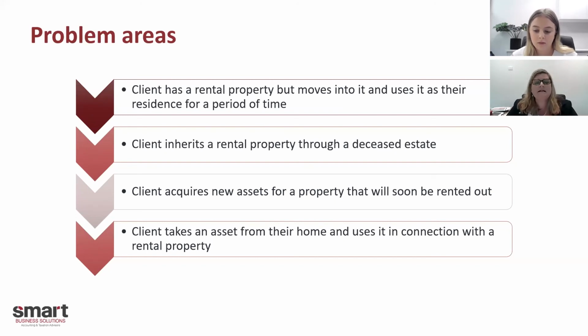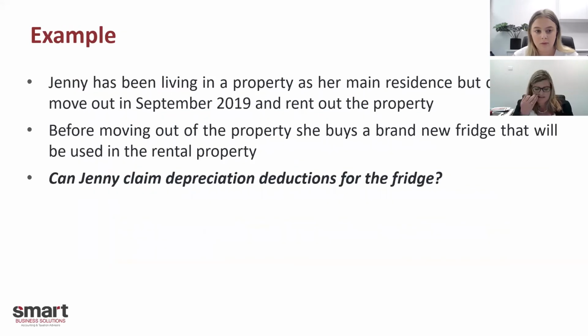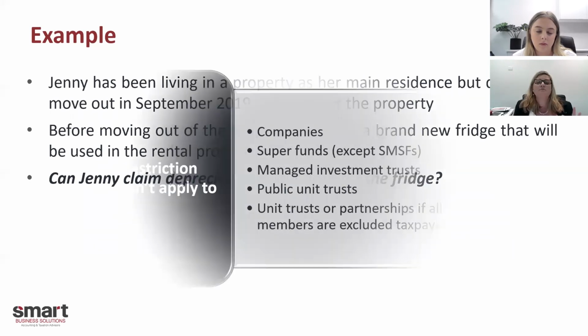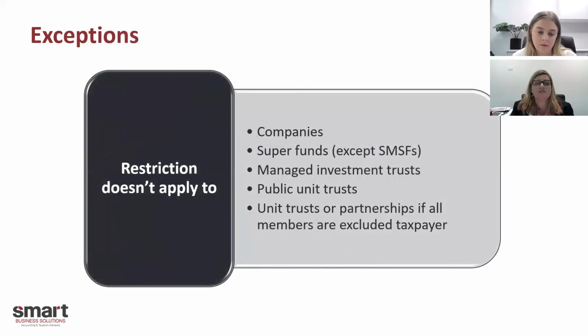Why? Because you've actually been in the building, because it was actually used for your own purposes. So if I use an example, Jenny's been living in a property as her main residence, but decides to move out in September 2019 and rent the property out. Before moving out, she buys a brand new fridge that will be used in the rental property. So can she claim a deduction? Actually, no. If she buys it, as I said, when she lists it with the agent and she's moved out, then she can. But if she is still living in the property, she cannot claim a depreciation deduction for that fridge. So it's really become quite strict in the way in which they're allowing or not allowing the depreciation.